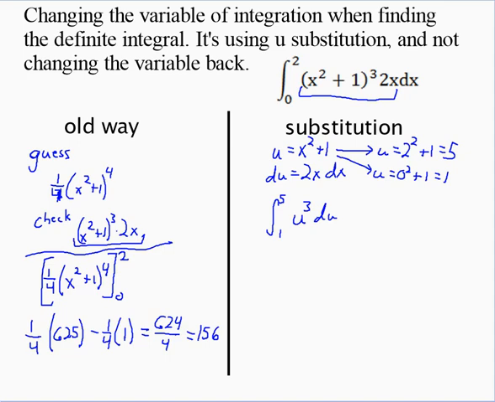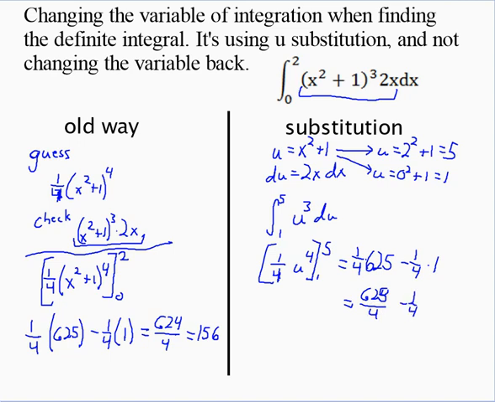We changed the indexes. So we can integrate here. This is 1/4 u to the 4th, evaluated from 1 to 5. And so we put in 5 and we get 1/4. And this will look familiar, so we have 5 to the 4th, which is 625. Minus when we put in 1, 1 to the 4th is just 1. So 625/4 minus 1/4 is that 624/4 over here, which is 156.